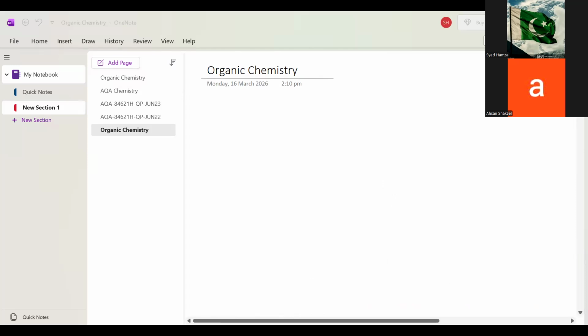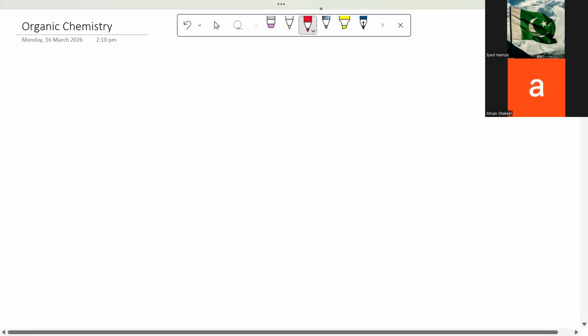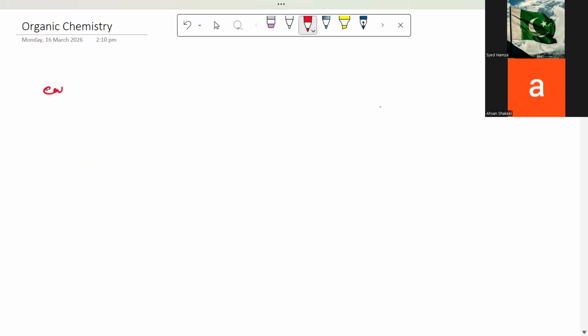Okay, so we are starting with the idea of organic chemistry. Organic chemistry is something that we also call carbon chemistry. And why is that? Because in organic chemistry, we take a look at all of the molecules or compounds, which are also called organic compounds.